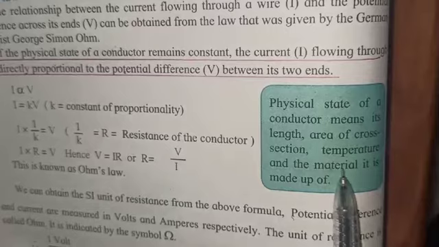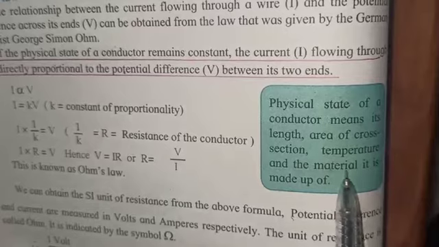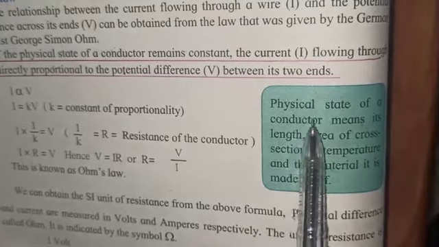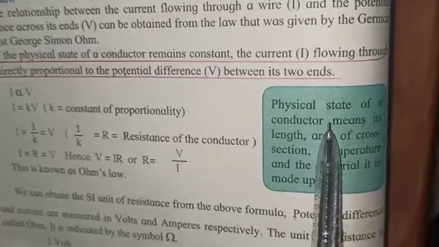So what is Ohm's law? If the physical state of a conductor remains constant. Now what is meant by physical state? Physical state means its length, area of cross section, temperature and the material it's made up of. That is known as physical state. Suppose there is one wire.